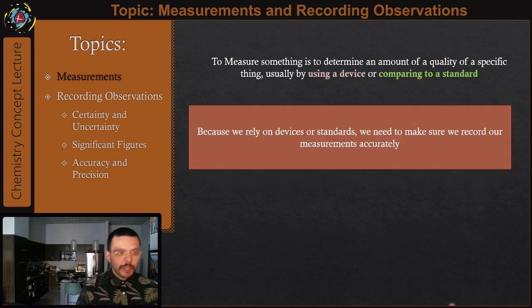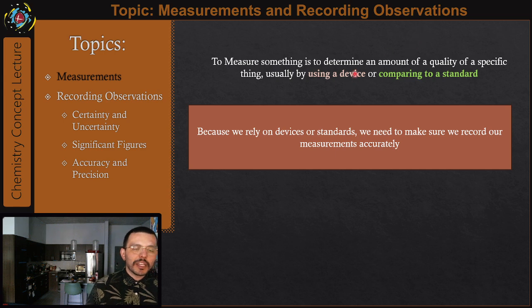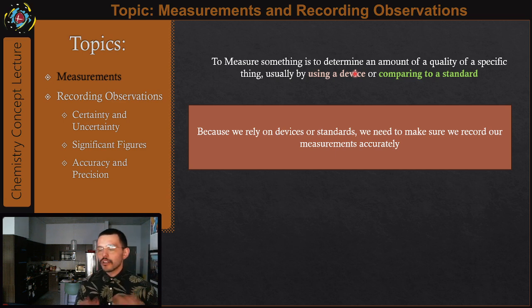So the big thing is that to measure something is to determine an amount of a quality of a specific thing, usually by using a device or comparing to a standard. There's no way to measure something intrinsically. You can't just say, oh, that's a foot long, or oh, that is 5 seconds. You can make a close approximation, but you yourself are not able to without the assistance of a device or a standard or a thing.